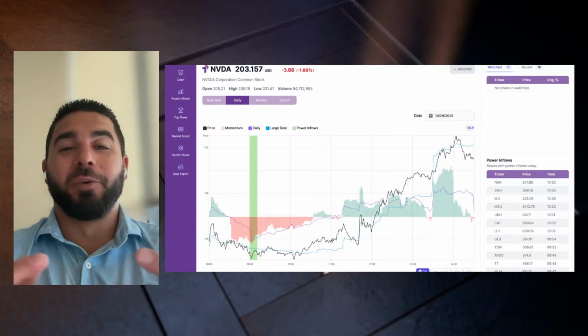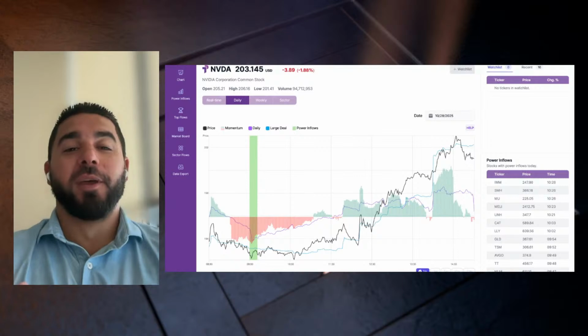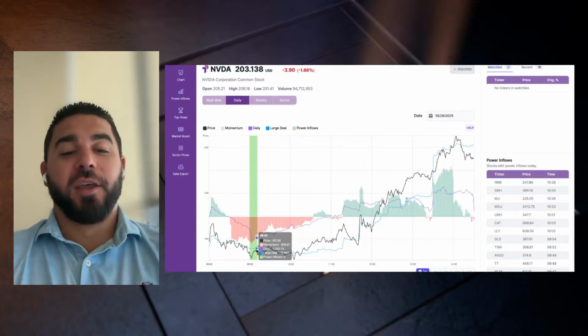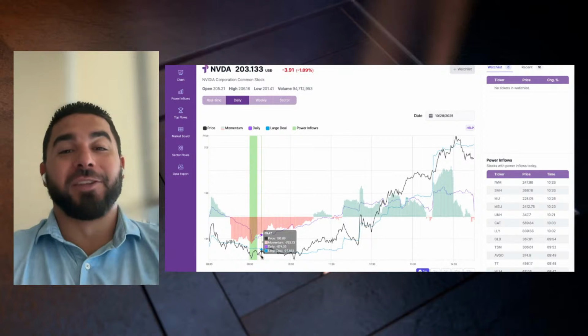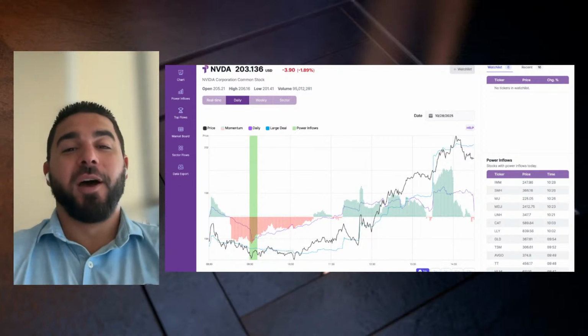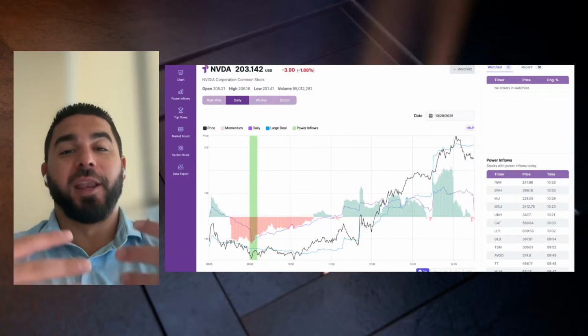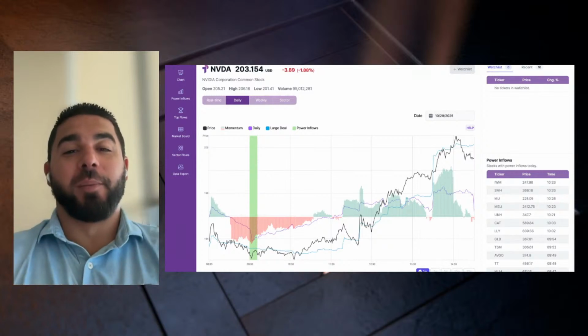Everybody would like to buy low and sell high. That's what our data is trying to provide you, the most opportune time to buy low. And if you notice, for that power inflow signal when it came in, NVIDIA was effectively at its low point for the whole day. So again, really just trying to help the everyday trader time the market and get in at the most opportune time. And that's the edge that we want to provide there.